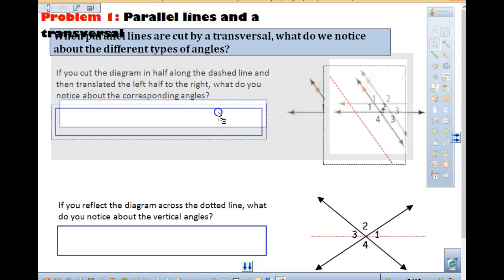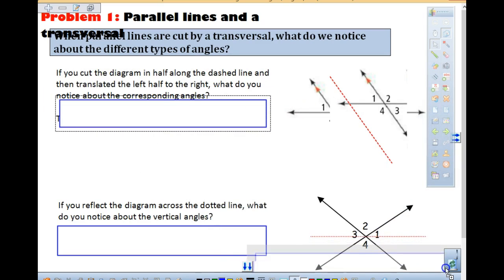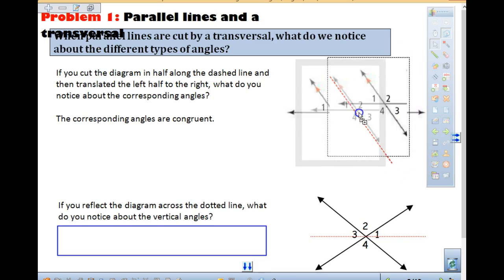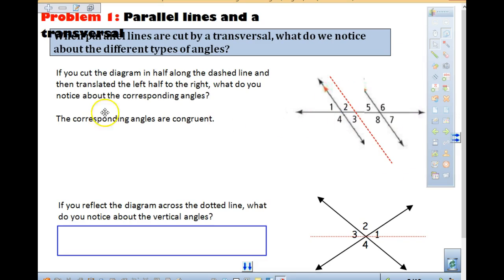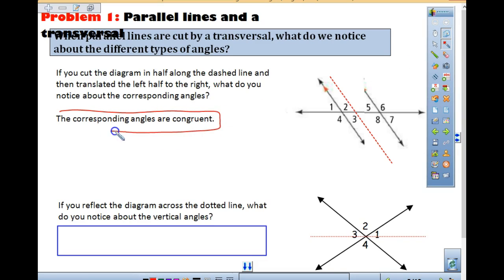This is what I need for you to write down. What do you notice about those angles? Corresponding angles are congruent. That means that the measure of angle 1 is going to be congruent, or the same as, the measure of angle 5. I don't know in this picture what that angle is, but 1 and 5 will be the same. 2 and 6 would be the same.